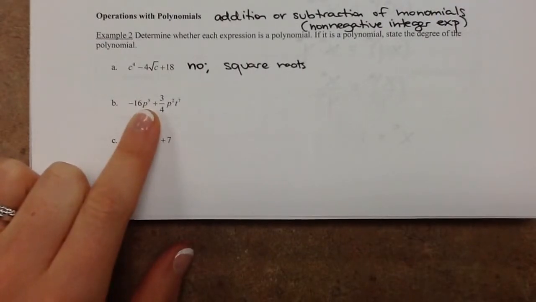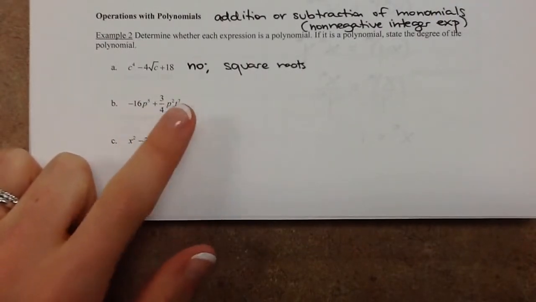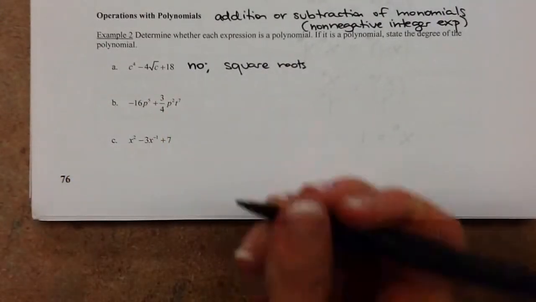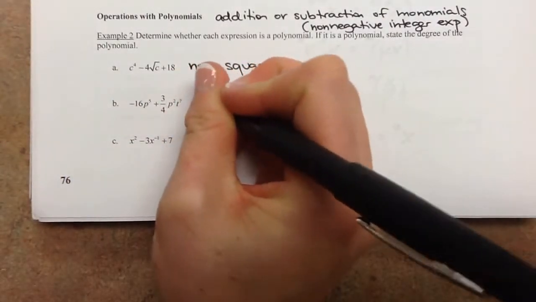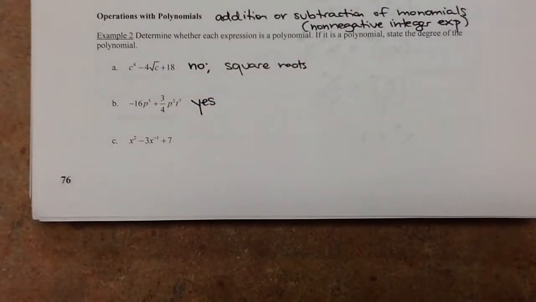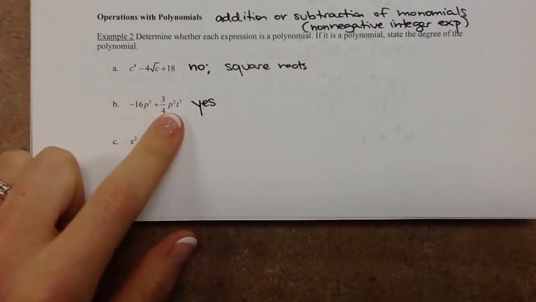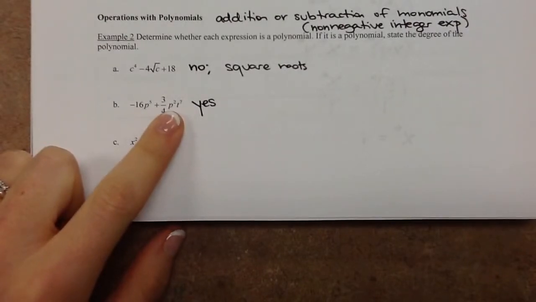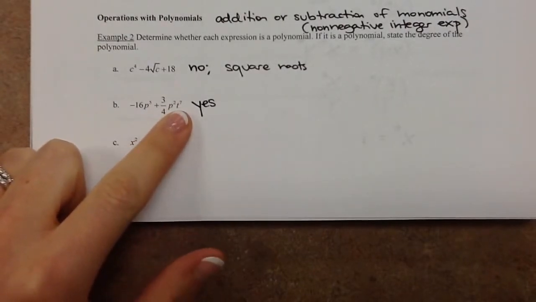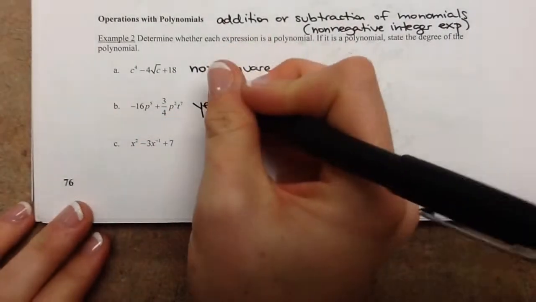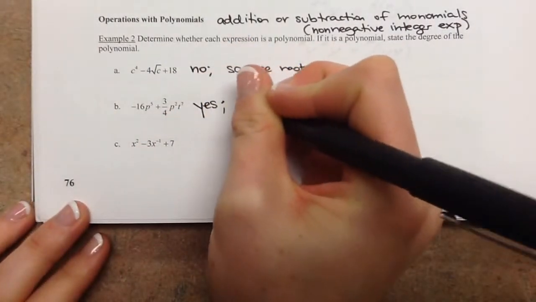Okay, this next one, negative 16p to the 5th. That's a non-negative integer exponent. p squared, t to the 7th, 2 and 7, neither one of them are negative, they're both integers, so yes, this is. And then what the degree is, I think you guys have done this before, it's the largest power. So this term right here has a power of 5, there are 5 p's. This term right here actually has a power of 9, there's 2 p's, 7 t's, which makes for 9 total variables in that term. So the degree of this one is 9.